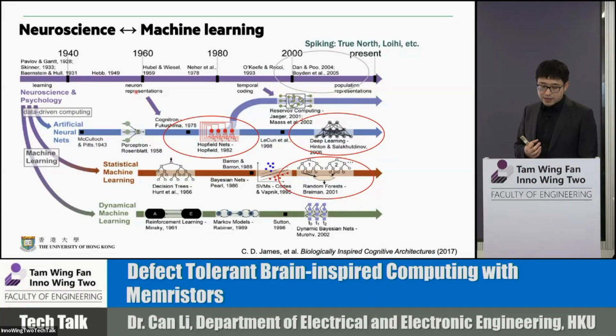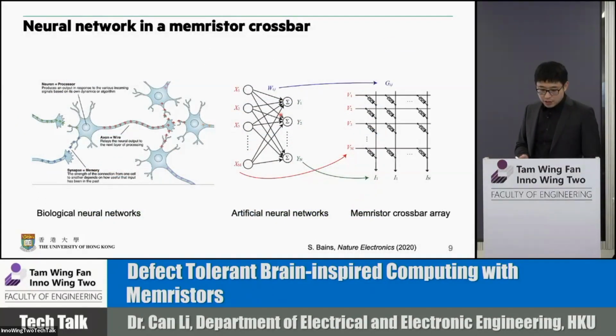And during the development, we can see that we are constantly borrowing different concepts from biology or neuroscience. And we have also got some more complicated models, for example, the statistical machine learning models and dynamic machine learning models that developed in parallel. And here, the three circles indicate the areas that I would like to introduce a little bit in this talk. Okay, so let's take a look at how we built the hardware neural network.